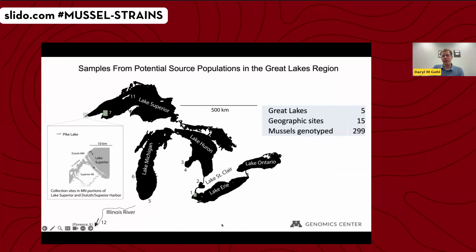In addition, Mike and Sophie collected samples from throughout the Great Lakes, which is a very large geographic area, so it's relatively sparsely sampled. But we do at least have representative collections from several points throughout the Great Lakes, including Lake Superior and the Duluth Superior Harbor, which is the area that shares direct shoreline with Minnesota.